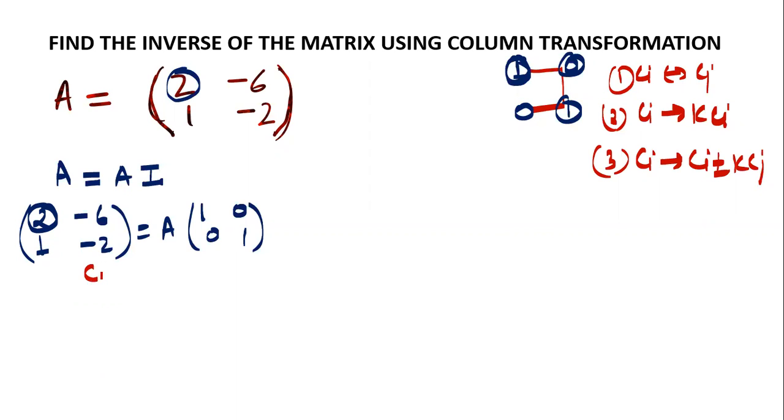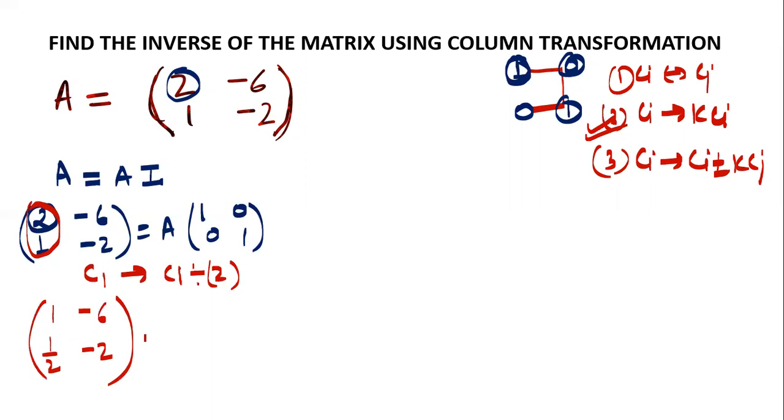I can write C1 arrow C1 divided by 2, using this k is any non-zero constant. Dividing it, I will get, divide this column by 2, it will become 1, 1 upon 2. And column 2 will remain as it is, no change in column 2. A as it is. Same transformation would be done this side in this column 1. Divide this by 2: 1 upon 2, 0, 0, 1.